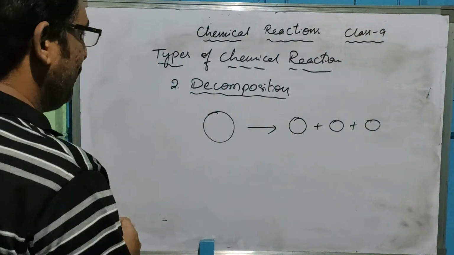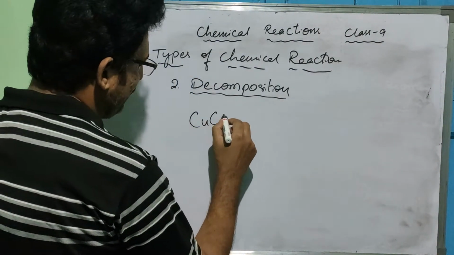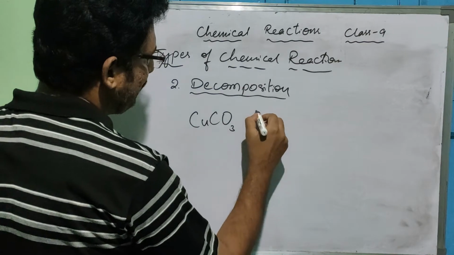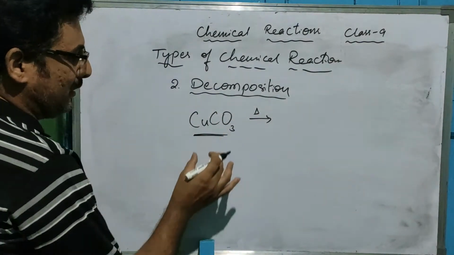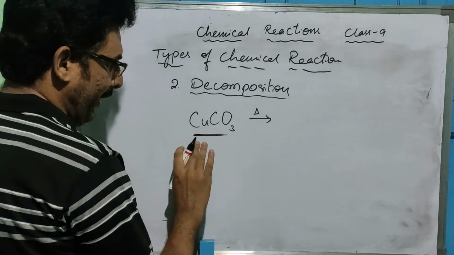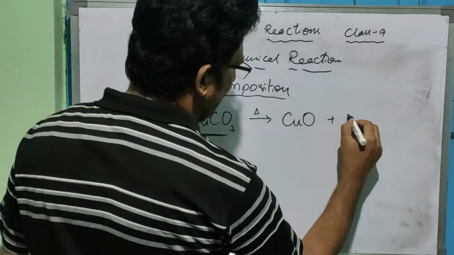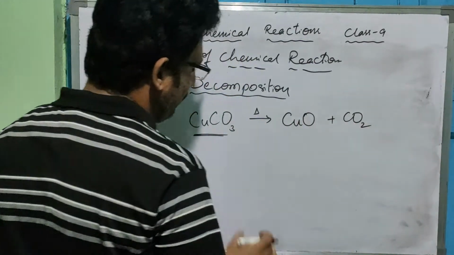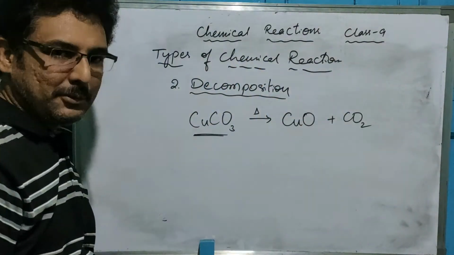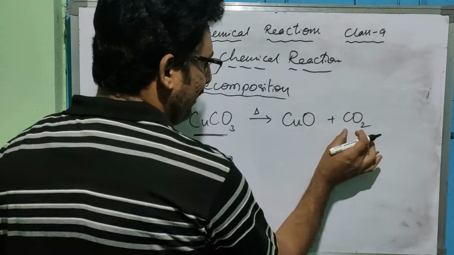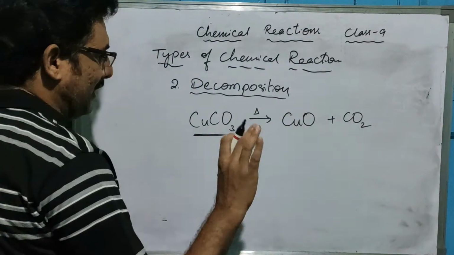So let's see an example. If I take copper carbonate, CuCO3, and you heat this copper carbonate, I'm taking only one compound, right? This one copper carbonate will decompose to give copper oxide and CO2. So this compound will break into two substances, copper oxide and carbon dioxide. This is called a decomposition reaction.